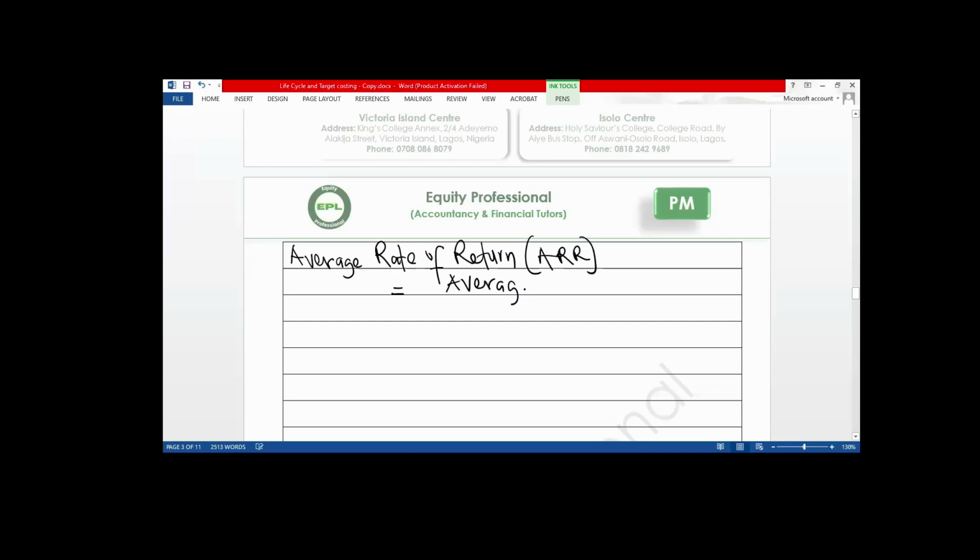average operating profit divided by average capital employed multiplied by 100.